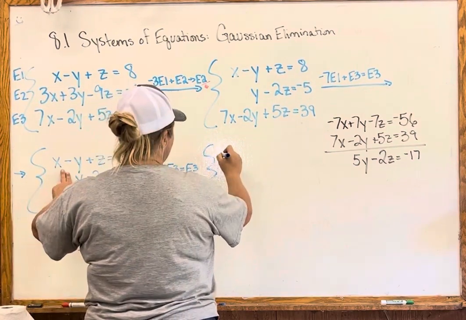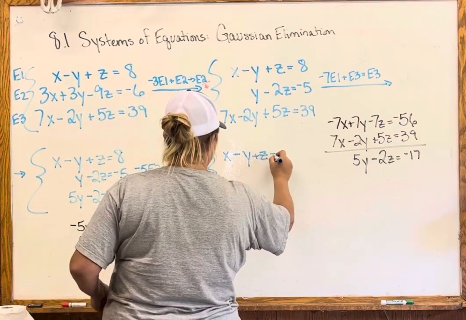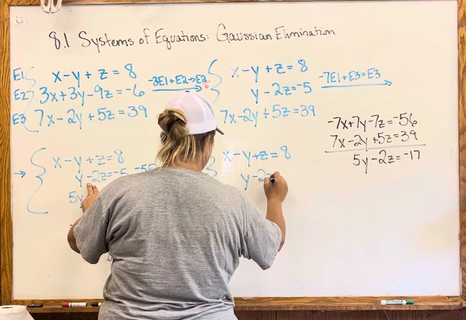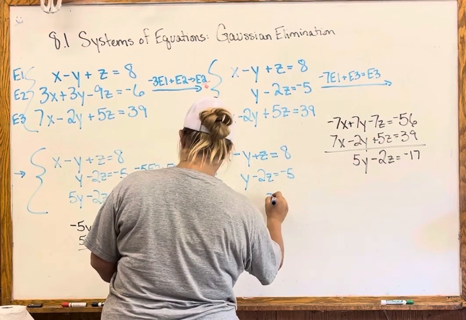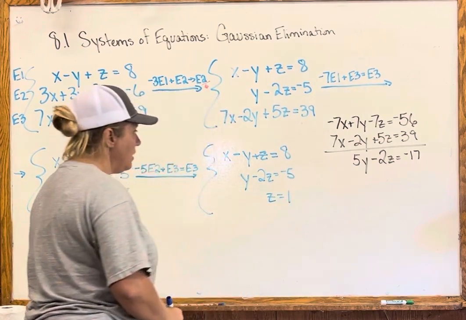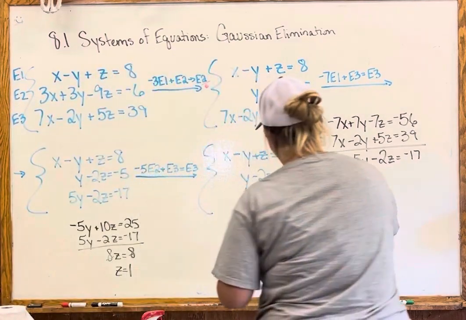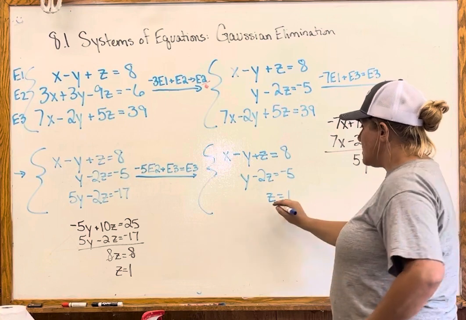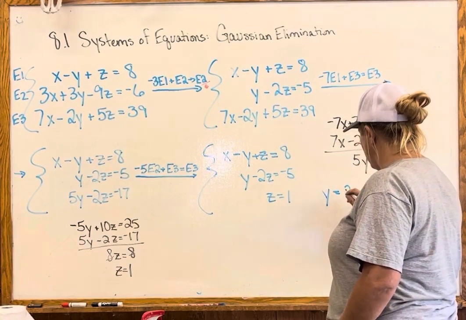Okay, so top one stays the same. Middle one stays the same. Bottom one now becomes z equals 1. And there's our triangular form. And now the point there is that we can just work our way, beep, beep, beep, right back up the line. So if z is equal to 1, we'll say y is equal to 2.